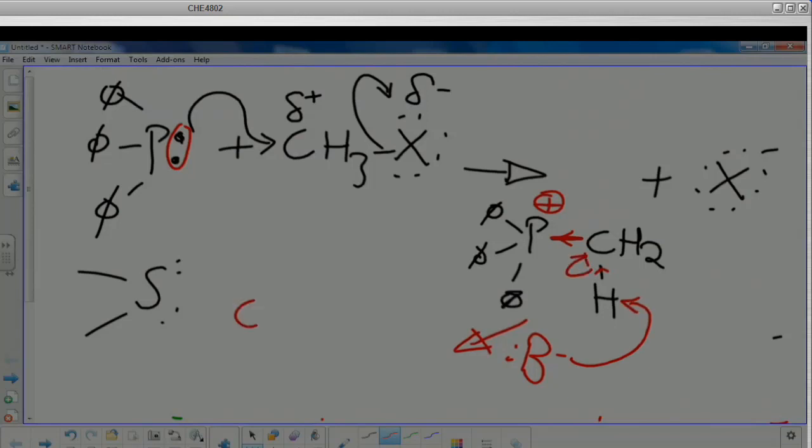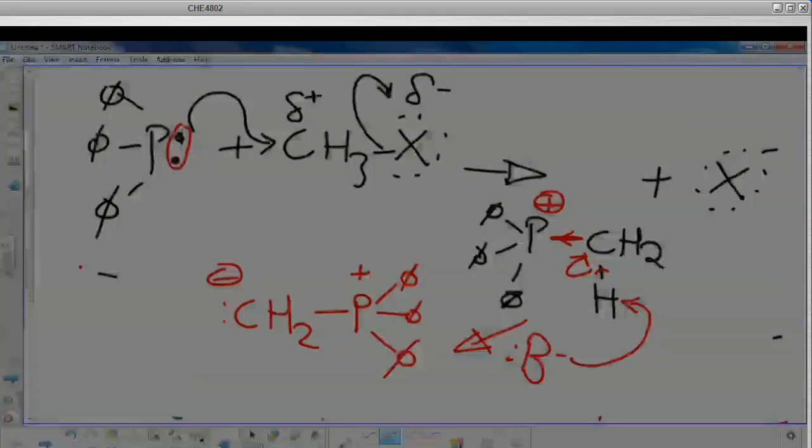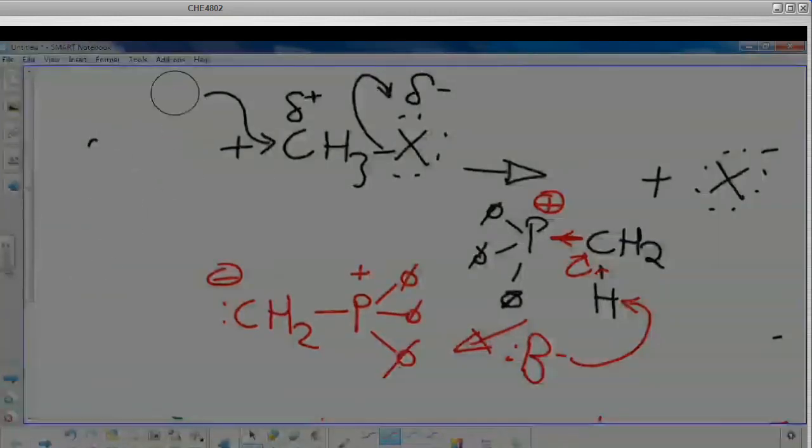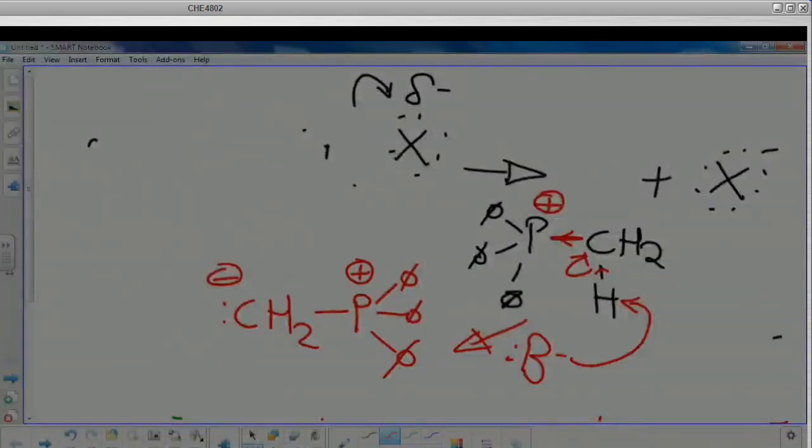If you add a base, it will abstract it, and these 2 electrons go to there. Then we have CH2, 2 lone pairs, negative charge, P. P is still plus. You see that? Adjacent opposite charges. What do you call this species with adjacent opposite charges?